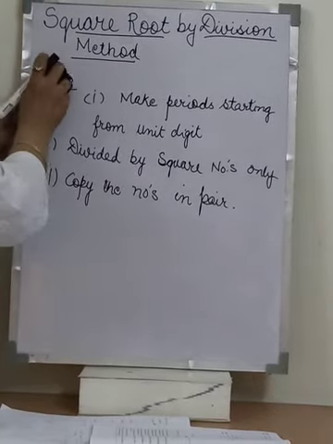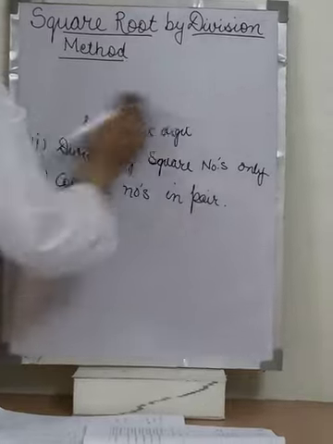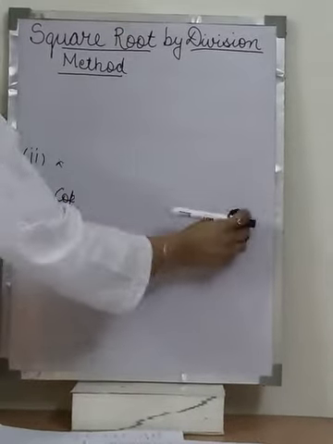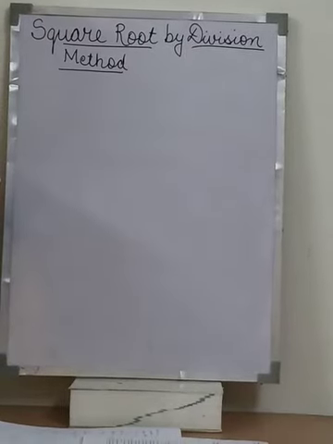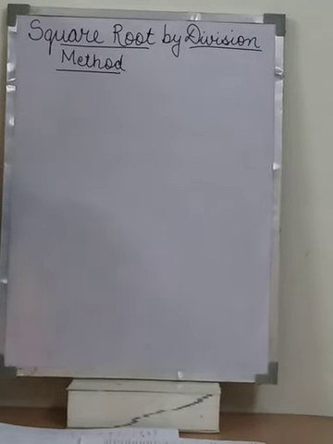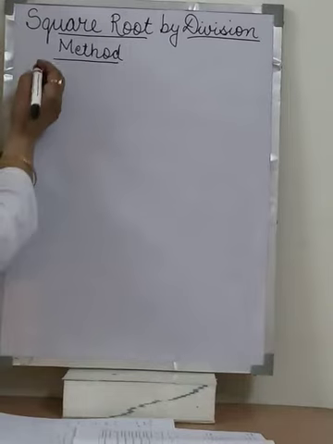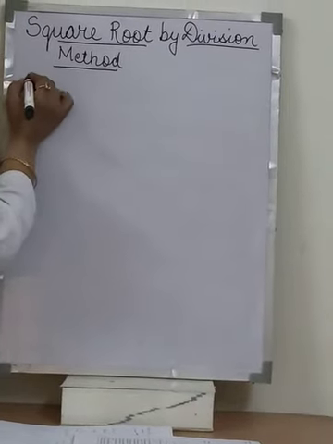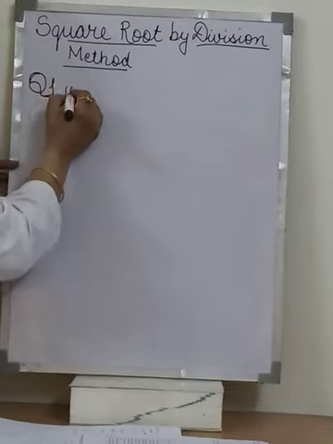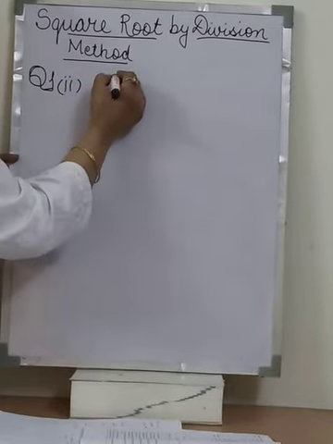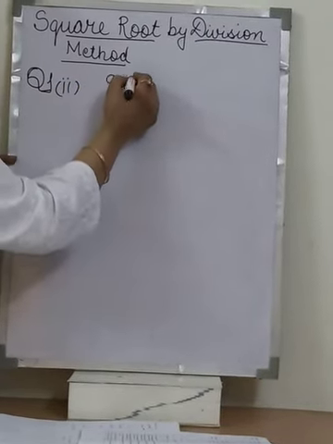So I am going to start with exercise 3C, and I'll explain how to find the square root. Question number 1 in 3C says find the square root of each of the following numbers by division method. It has 8 parts. Firstly, I am doing question number 1, second part for you. The number given is 961.